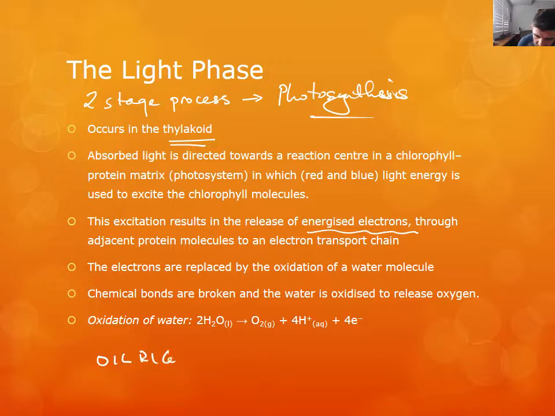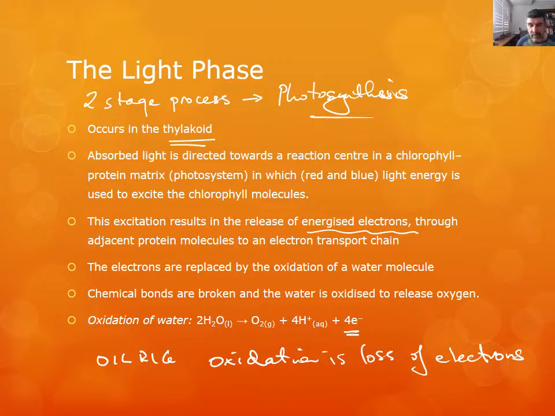We have looked at the processes of oxidation and reduction in the past, so remember our OIL RIG. Oxidation is loss of electrons, and here they are in this equation over here. They're a product, which means they've been lost from the water molecule. The water molecules get broken down into oxygen molecules and hydrogen ions.